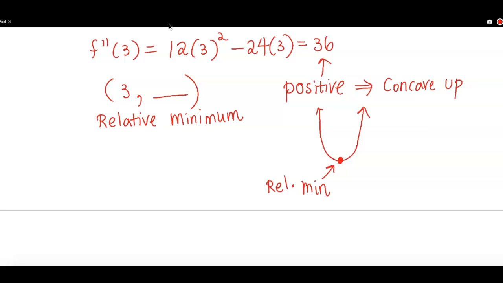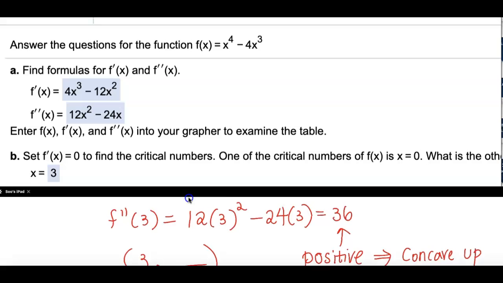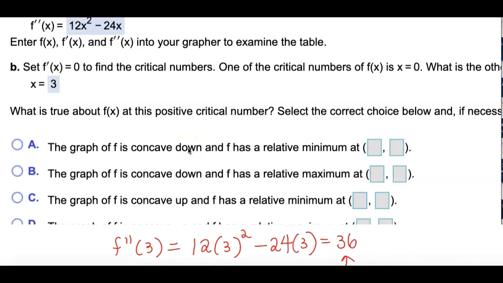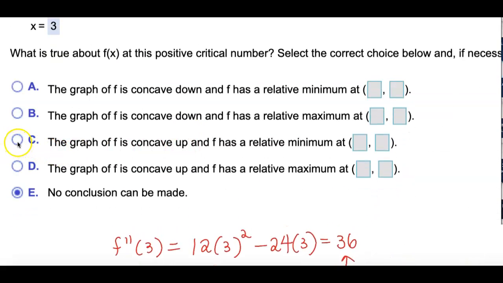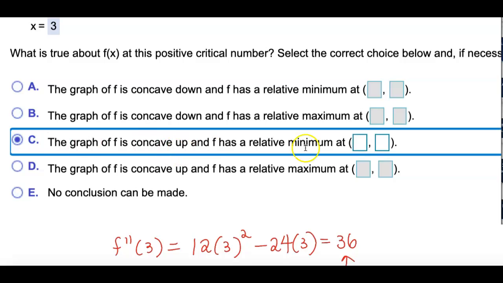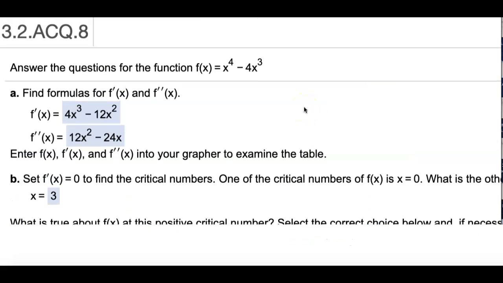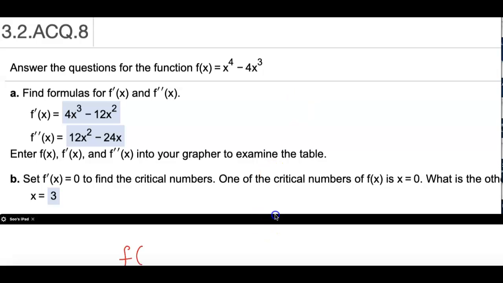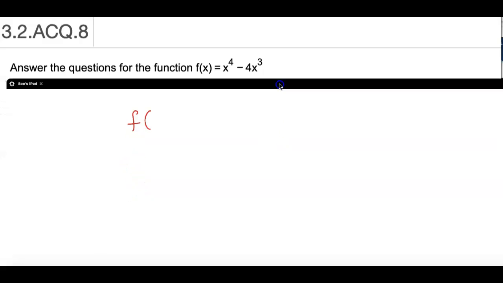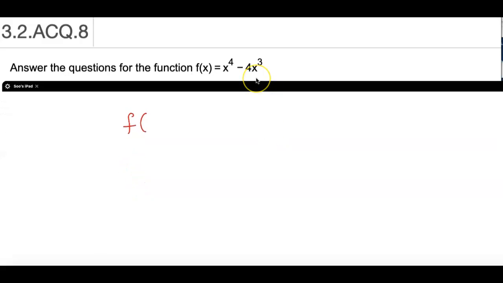Do they want the y value? I don't know yet. Let's see what they want. I'm going to click on concave up and tell them this is a relative minimum and the x value is 3. Now they want the y value. So let's plug in 3 into the original function. Okay, the function was f of x equals x to the 4th power minus 4x to the 3rd power.